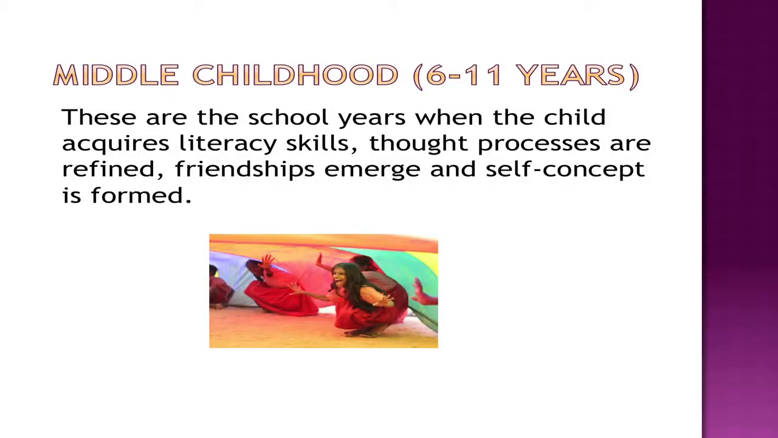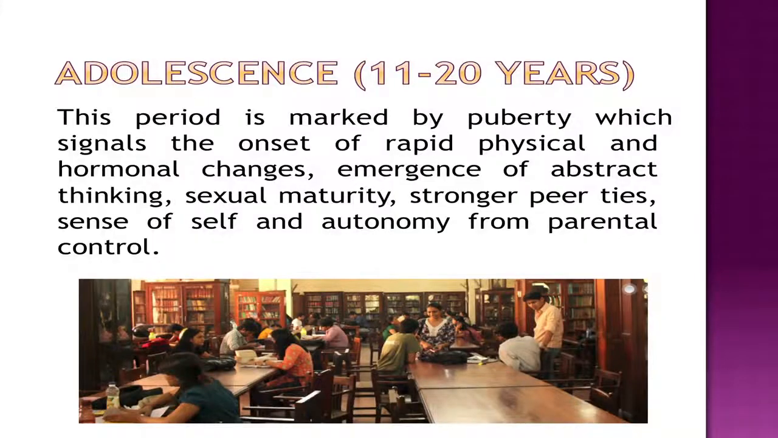The next stage is middle childhood, that is 6 to 11 years. These are school years when the child acquires literacy skills, thought processes are refined, friendships emerge and self-concept is formed. Next stage is adolescence, that is the age of 11 to 20 years. This period is marked by puberty, which signals the onset of rapid physical and hormonal changes, emergence of abstract thinking, sexual maturity, stronger peer ties, sense of self, autonomy from parental control.